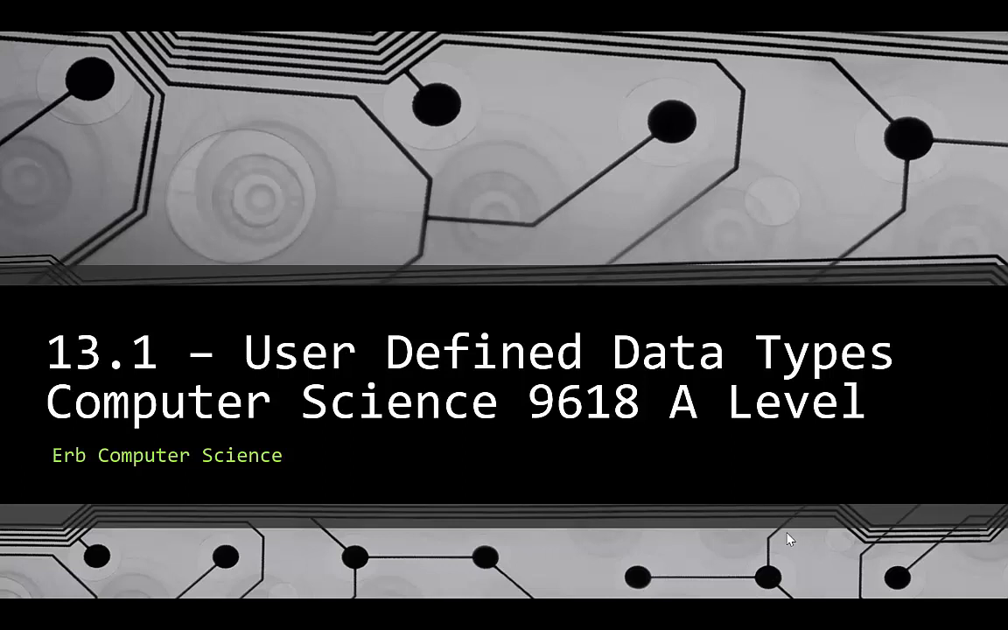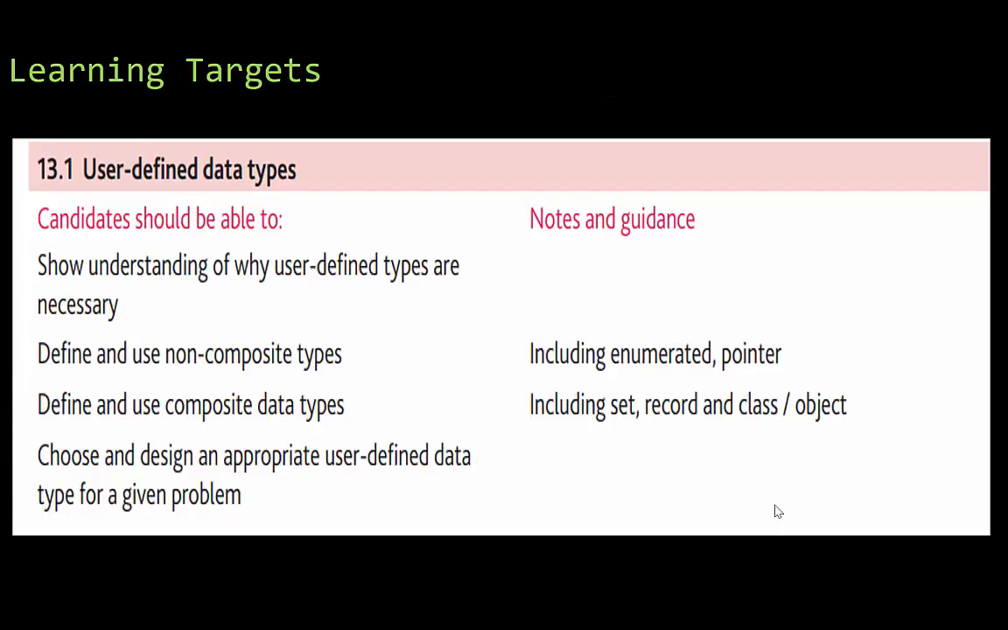In this video, we cover topic 13.1, user-defined data types for Cambridge Computer Science 9618 A-Level. So let's go ahead and take a look at our learning targets for today.